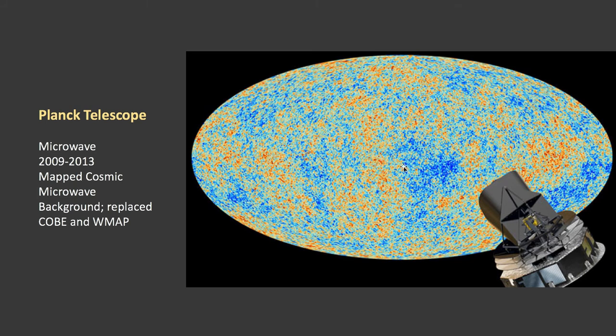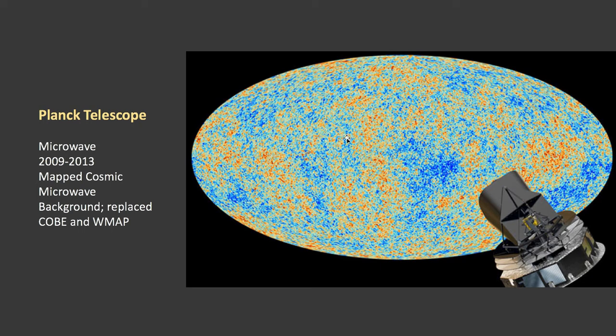Red to blue, it's sort of color coded. So red would be a little bit warmer, and blue a little bit cooler, I think, in this map. But it's fairly evenly centered around 2.7 Kelvin. But there are slight variations. There's sort of slight granulation in the signal that the Planck telescope was looking for.